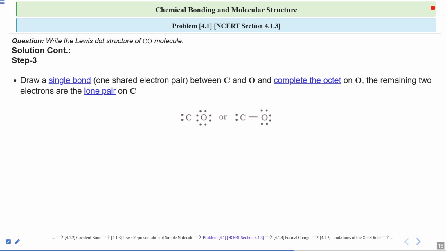Now you have an advantage. What is that advantage? That your oxygen has completed its octet and your carbon is still having the electrons. Okay, and it is still having an incomplete octet. When you must have drawn the Lewis symbol, there you have seen that after sharing 2 electrons, your carbon was not completing its octet, whereas your oxygen was completing its octet.